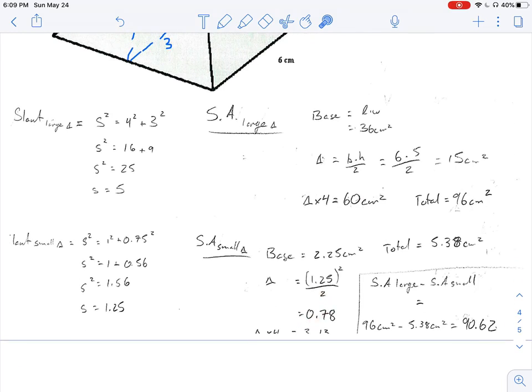So then our total for the frustum, surface area of the large minus the surface area of the small, 96 centimeters minus 5.38 centimeters is equal to 90.62. And where I got that from is because we had 4 of those sides, right? So you take the surface area of the large minus the surface area of the small, we end up getting the full surface area.